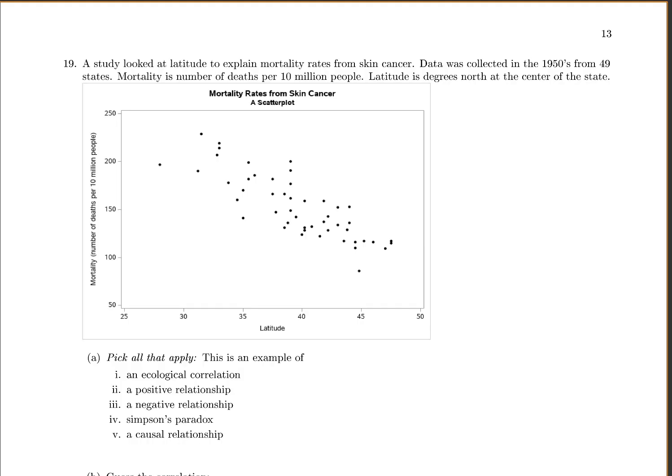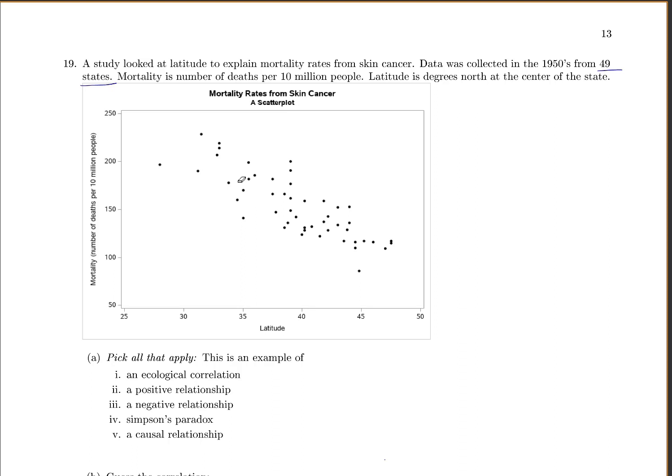So we have a study that looked at latitude to explain our mortality rates from skin cancer. Data was collected in the 1950s from 49 states. Notice it does talk about 49 states, not 49 people. Okay. And it says mortality is the number of deaths per million people. Latitude is the degrees north at the center of the state.